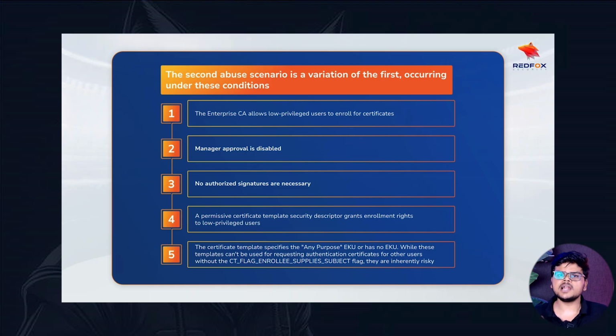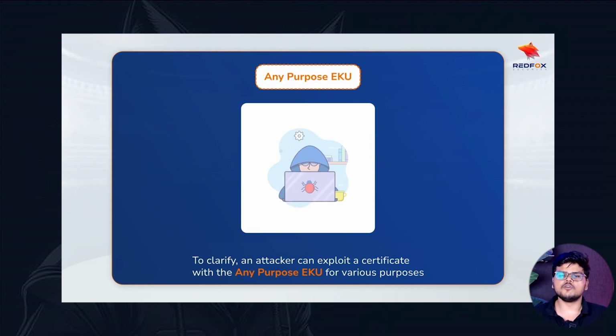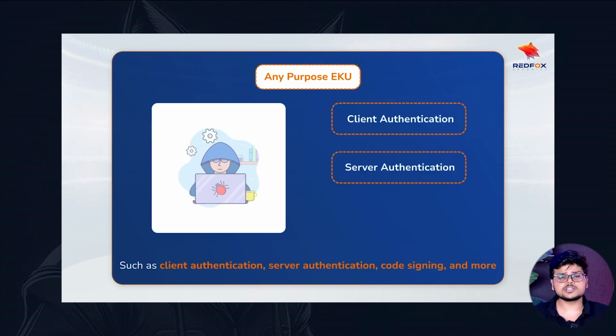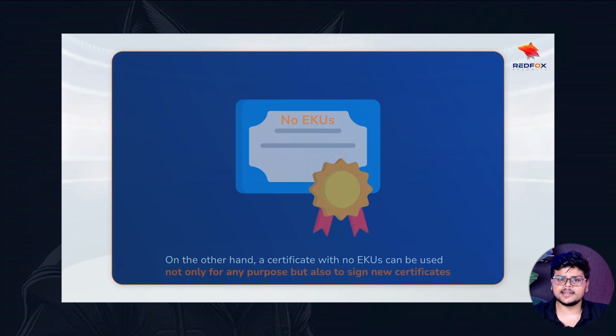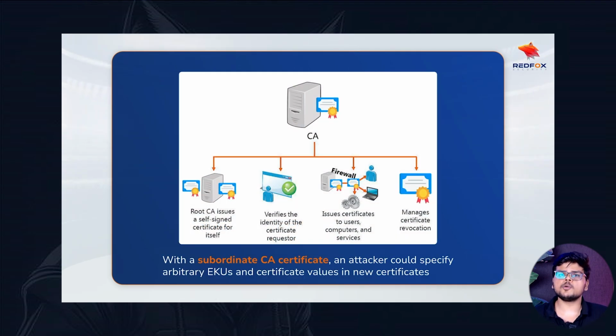While these templates can't be used for requesting authentication certificates for other users without the CT_FLAG_ENROLLEE_SUPPLIES_SUBJECT flag, they are inherently risky. To clarify, an attacker can exploit a certificate with the any purpose EKU for various purposes, such as client authentication, server authentication, code signing, and more. On the other hand, a certificate with no EKU can be used not only for any purpose, but also to sign new certificates. With a subordinate CA certificate, an attacker could specify arbitrary EKUs and certificate values in new certificates.